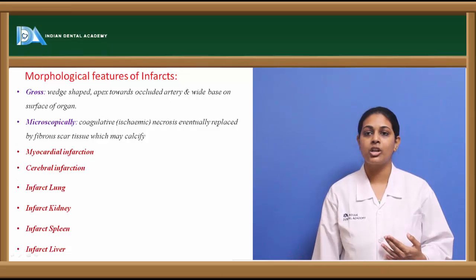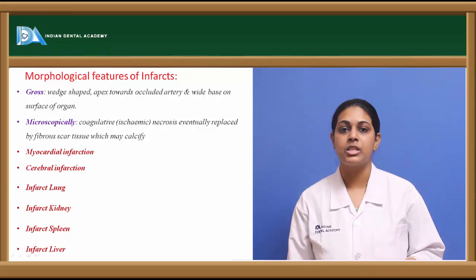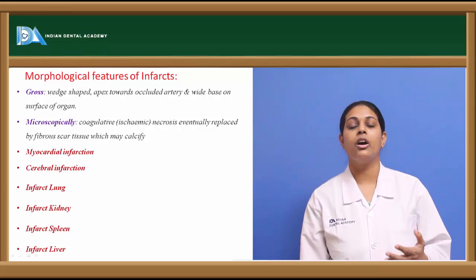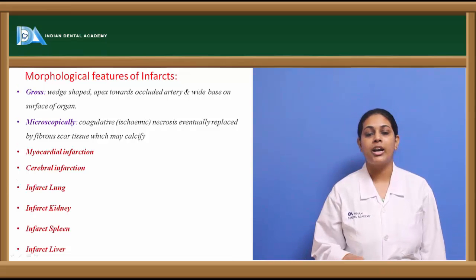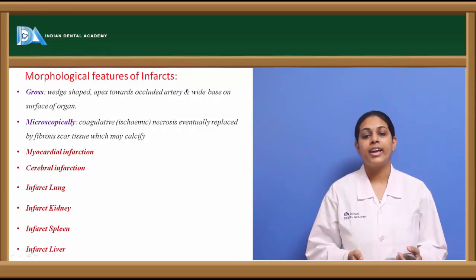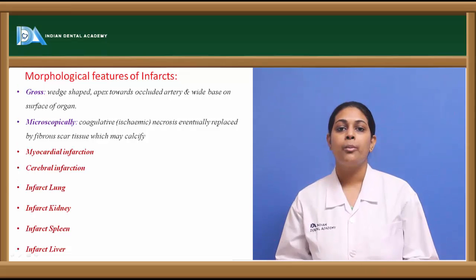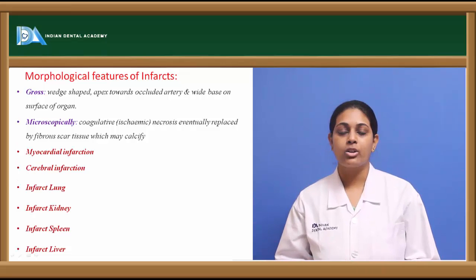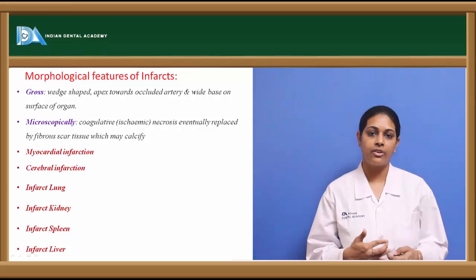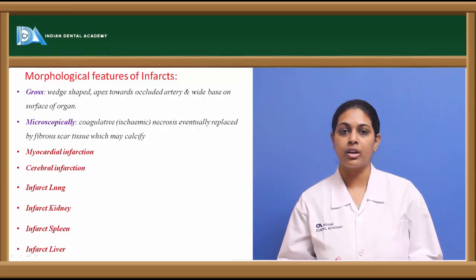Coming to the morphological features of infarcts, grossly, when we see an infarct in a gross specimen, it is usually wedge shaped. The apex points towards the artery that has been occluded, whereas the wide base lies on the surface of the organ being affected by this process of infarction. Microscopically, a characteristic feature of any infarction is coagulative necrosis, otherwise known as ischemic necrosis.